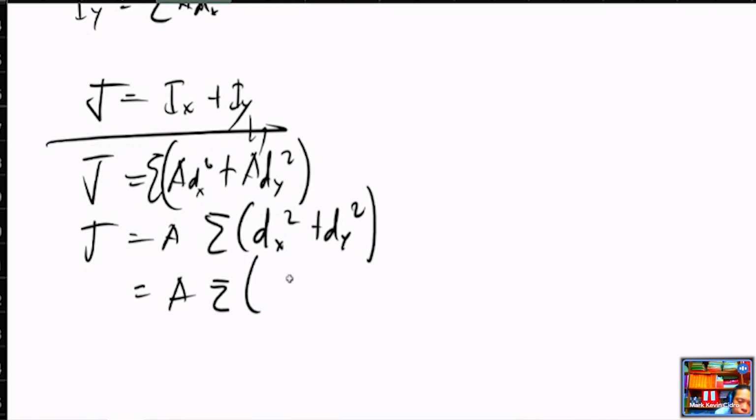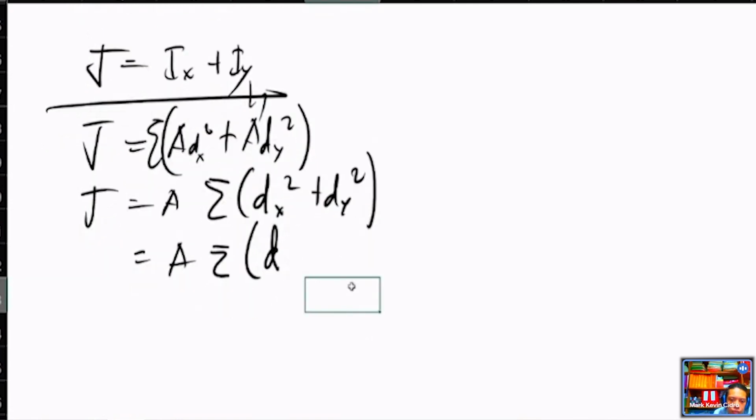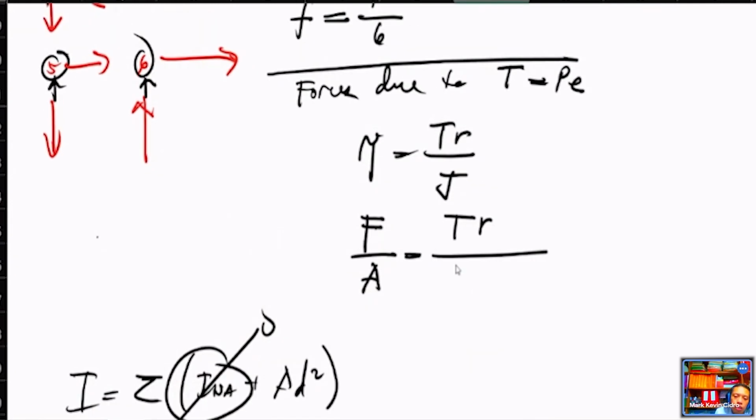Instead of identifying dx and dy, i-identify na natin as d squared. Where your d here, take note, is the perpendicular distance from the centroid to the force. So tanan, including the distance along x and along y. D squared. So this is your J. This is a summation of d squared.